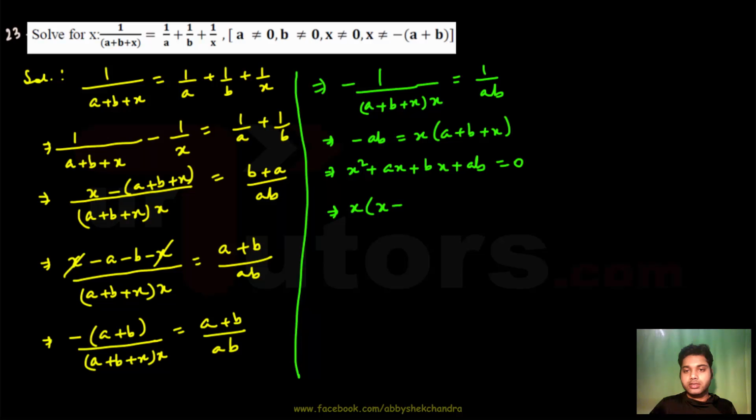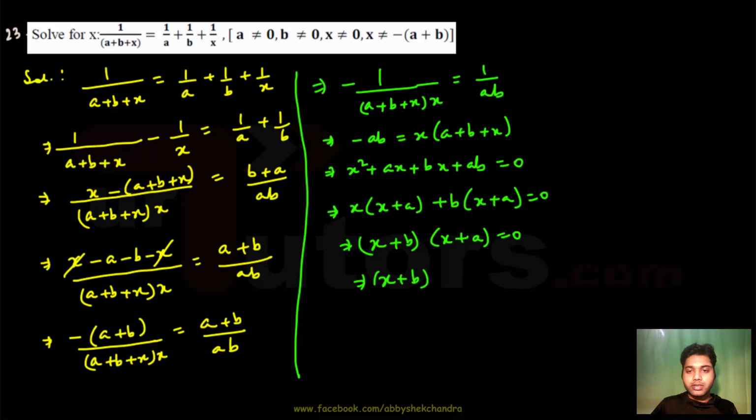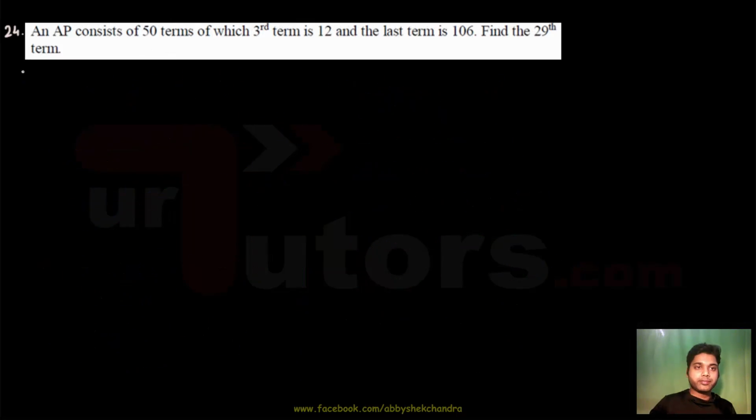Take x common, x plus a. Take b common here, x plus a again. That means x plus b into x plus a equal to 0, or x plus b equal to 0, or x plus a equal to 0. This means x is either minus b or minus a. This is the answer.